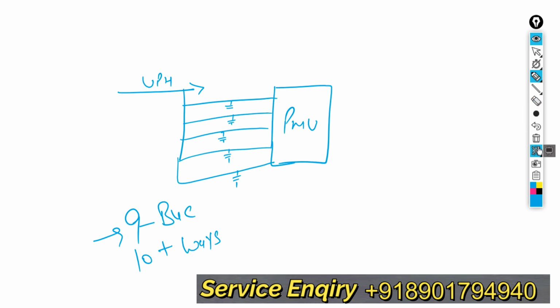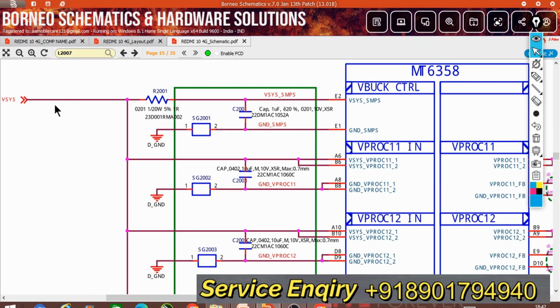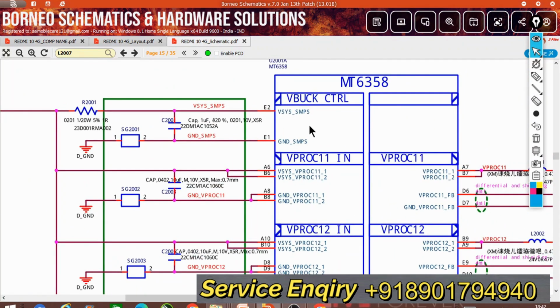Now let's go to the schematics. Your first line is called V system. In this line, you will get a resistance. After this resistance, this line goes to the V system SMPS section, switch mode.